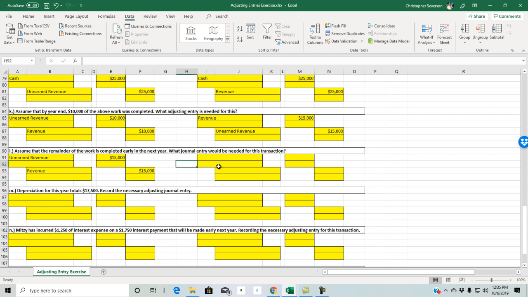Now what we're doing here for the alternative method, we already have recorded 10,000 of revenue, and we put the 15,000 back into unearned revenue. But now our adjusting entry or our subsequent entry is the exact same as the other method. We have to debit unearned revenue for 15,000 and move it to revenue because now we've actually earned it.